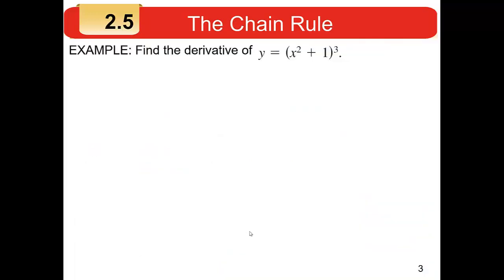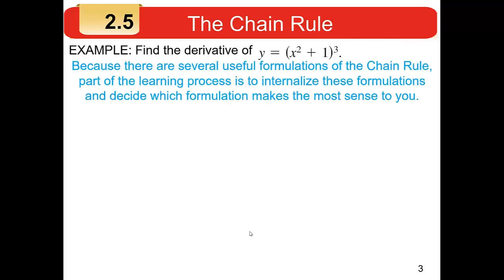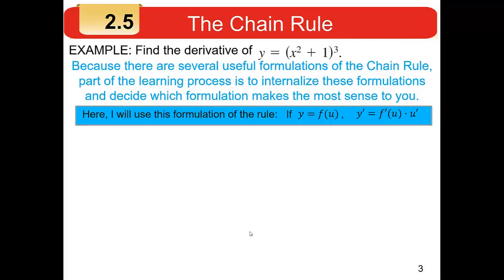Speaking of which, let's find the derivative, as a starting-off point, of this function: y is equal to the quantity x squared plus 1, cubed. Now, according to the chain rule, we can take that derivative by applying whichever formulation makes more sense to me or to you, and use that formulation. I'm going to choose the one I presented just a second ago and look at it like this. If y is equal to f of u, then y prime is f prime of u times u prime.